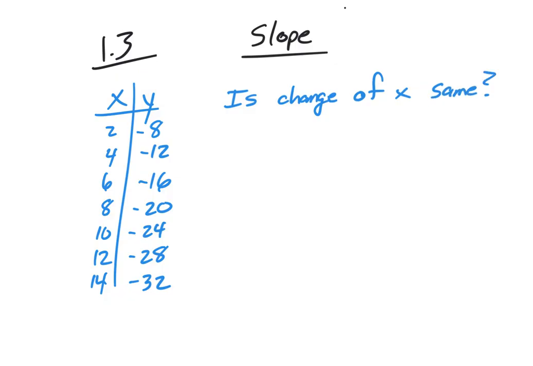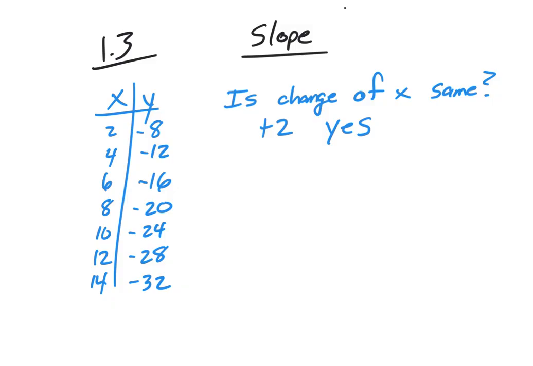Okay, first question. Is the change of x the same, going all the way down? So as we go down the table of values, from one x value to the next, from 2 to 4, we're going up 2, up 2, up 2, up 2. And so every value, and make sure they're all the same, every value is going plus 2. So we would say yes, those are all the same.